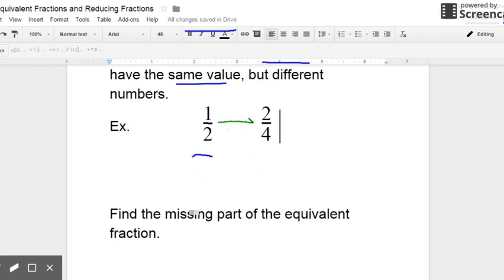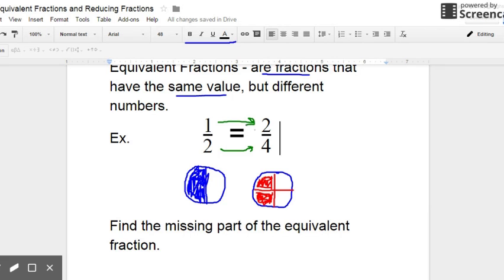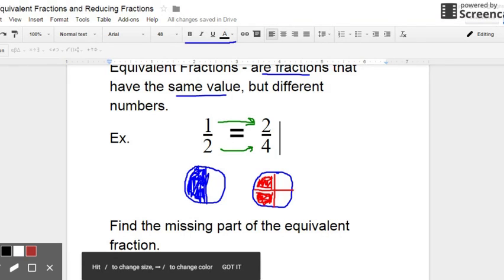and 1 to 2 using the same operation. So remember, addition, subtraction, multiplication, division, and the same number. So how could I do it? What could I do to the 1/2 here to create 2/4? Well, what we can do is multiply both the top and the bottom. Now, what we do to one, we have to do to the other.